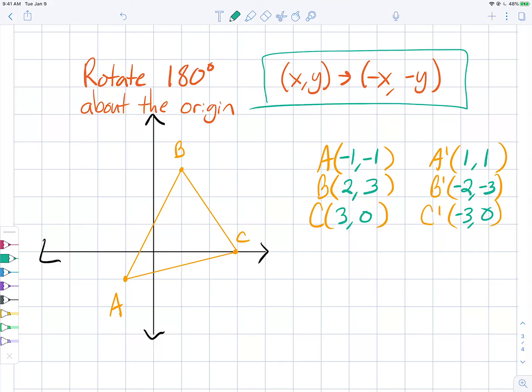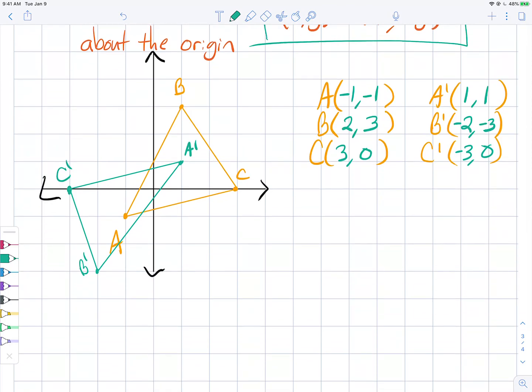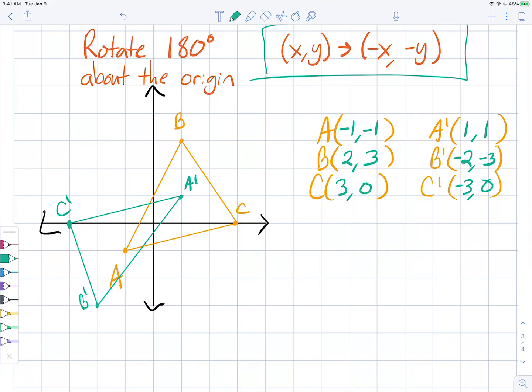If I graph my points, 1, 1 is A prime, -2, -3 is B prime, and -3, 0 is C prime. So this is my new triangle, rotated 180 degrees about the origin. So write down your rules, and that is what you're going to use to do all of your rotations.